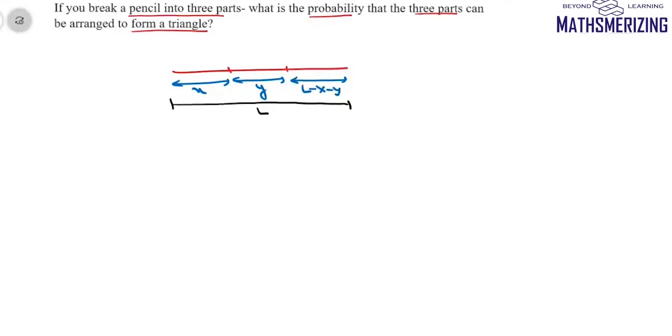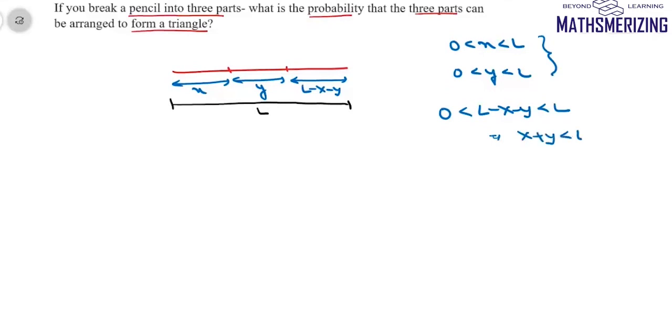Now first we'll find the uniform sample space for this given condition. We know that x should be greater than 0 but less than L. In the same way, y also should be greater than 0 but less than L. And the third one, 0 is less than L minus x minus y, and it should be less than L. Now here we know that x and y are both positive. So from the third one, we'll get this condition as x plus y is less than L.